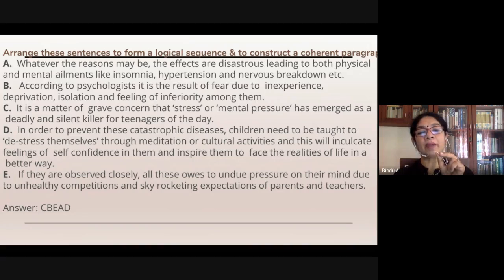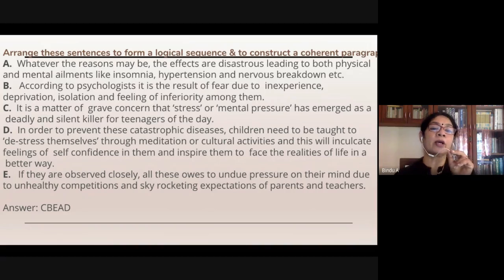It is a matter of grave concern that stress or mental pressure has emerged as a deadly and silent killer for teenagers of the day. What should be the next sentence? It cannot be "whatever the reasons", because the reasons have not been mentioned here, whereas there are other sentences where reasons are mentioned. So ideally, A can only follow that sentence where reasons have been mentioned.